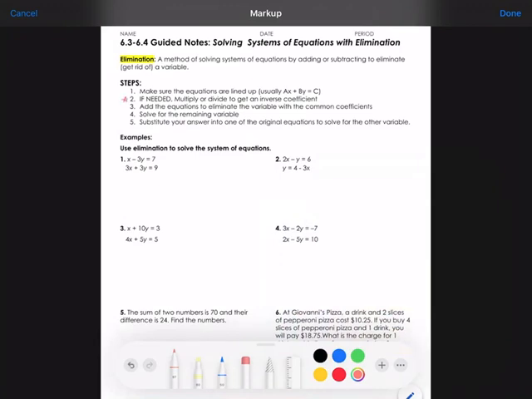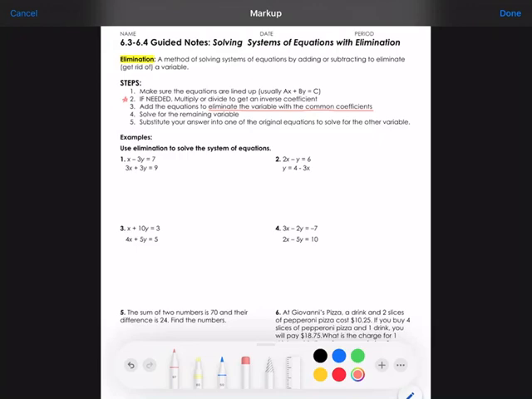Next, and we'll get into this in some later examples, but if needed, we're going to multiply or divide to get an inverse coefficient, and that'll make a little bit more sense in just a moment. Once we have this inverse coefficient, we're going to add the equations to eliminate the variable with the common coefficients. And we're going to solve for whatever remaining variable we have.